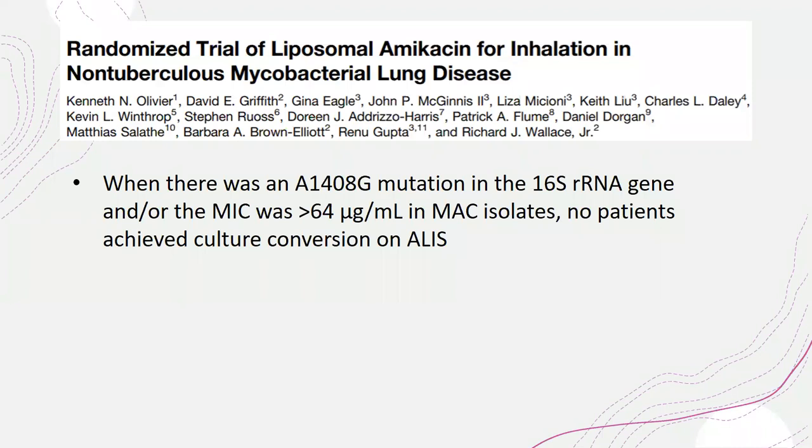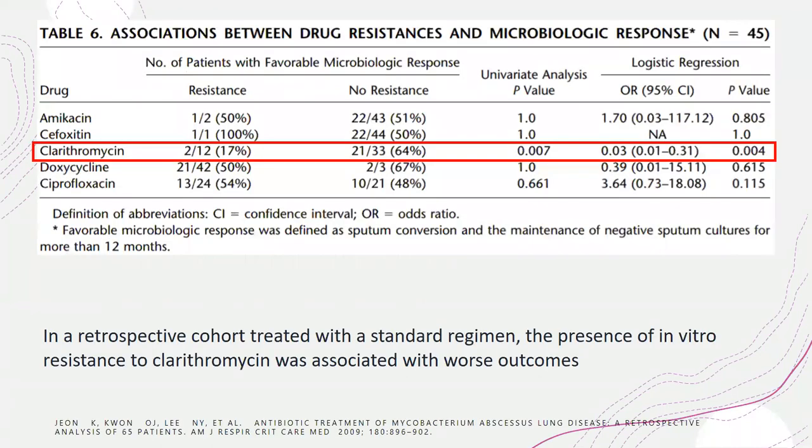The same way we talked about macrolide resistance being important in Mycobacterium avium, macrolide resistance is also an important factor in Mycobacterium abscessus. In this retrospective cohort, you can see that patients treated with the standard regimen who had clarithromycin resistance clearly had worse outcomes. You can see here that resistance on univariate analysis is associated with poor microbiological response.